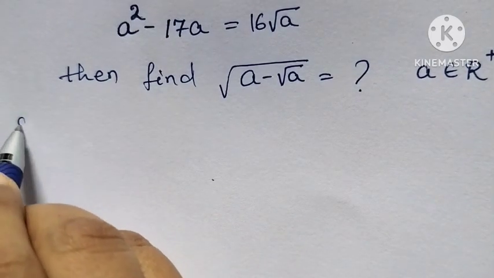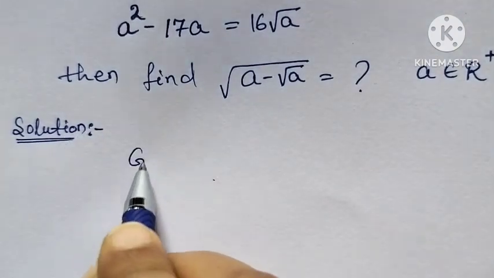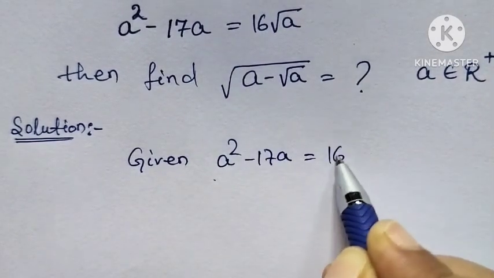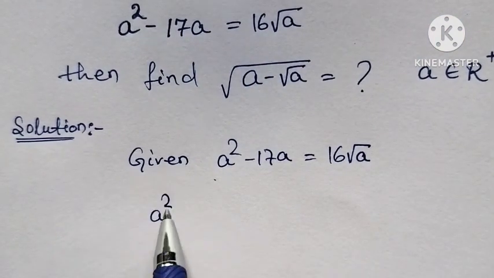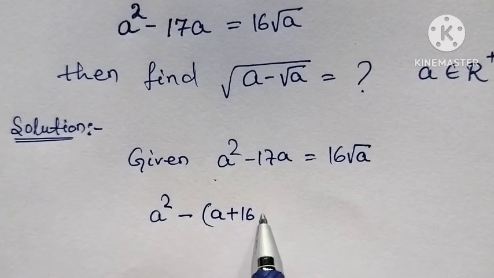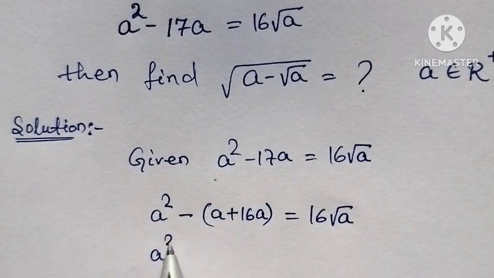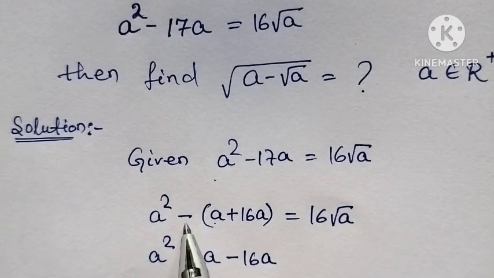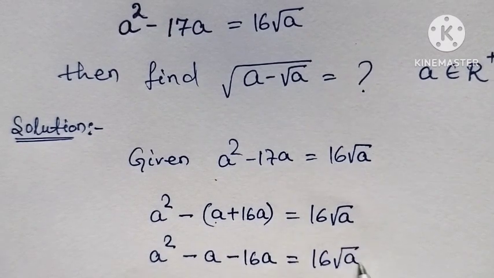Solution. How to solve it? Given a square minus 17a is equal to 16 root a, then a square minus 17a will split into a plus 16a is equal to 16 root a. Then a square minus a minus 16a, open the bracket, then the minus sign means the signs inside the bracket will be changed, is equal to 16 root a.